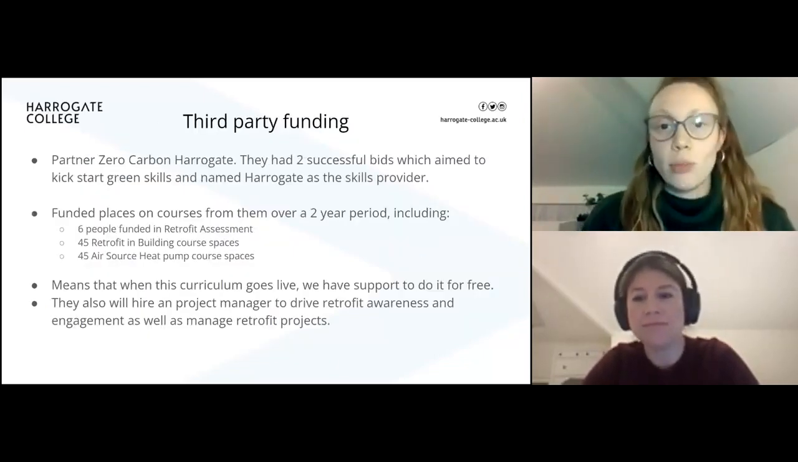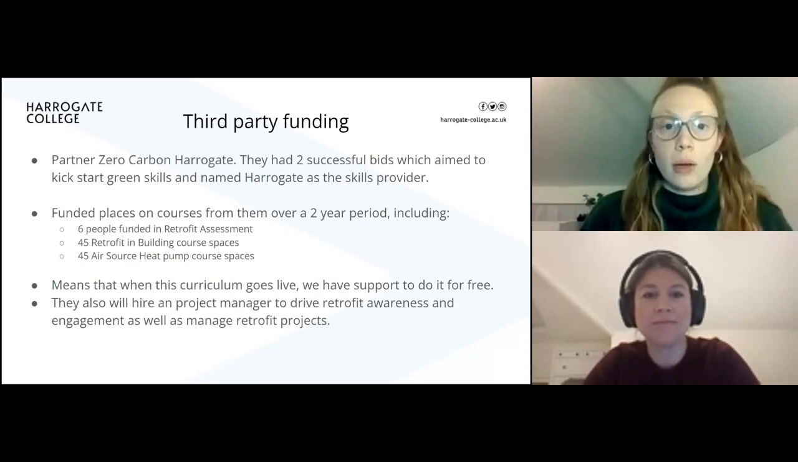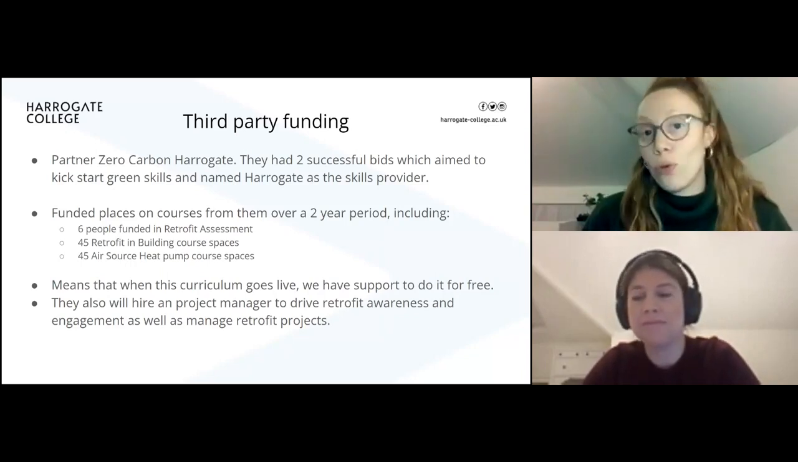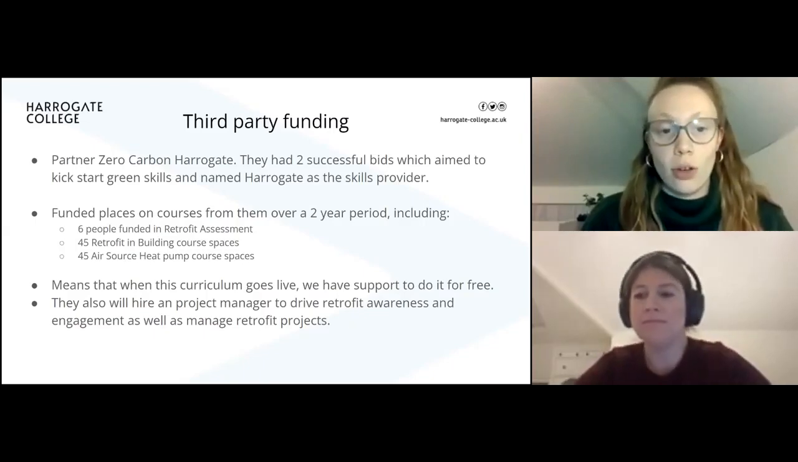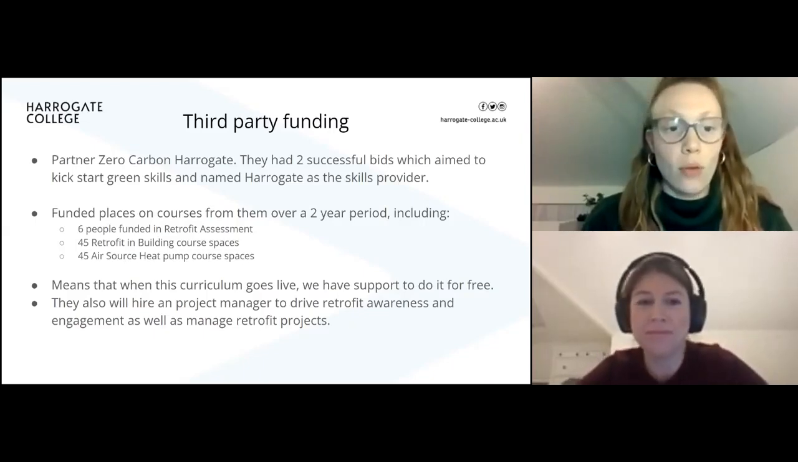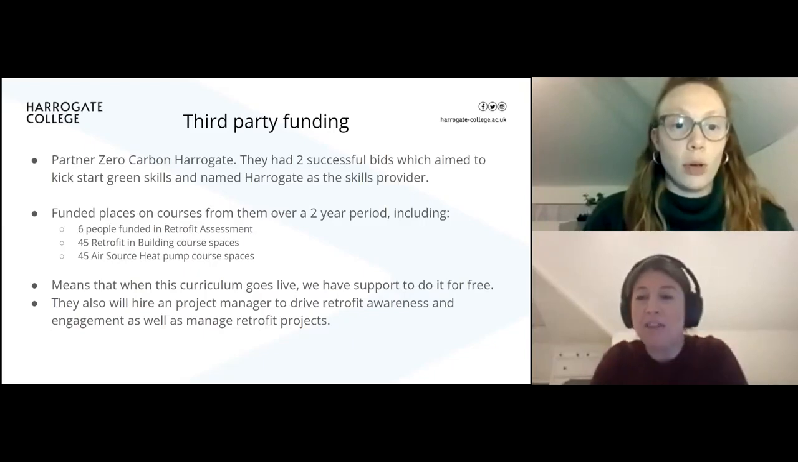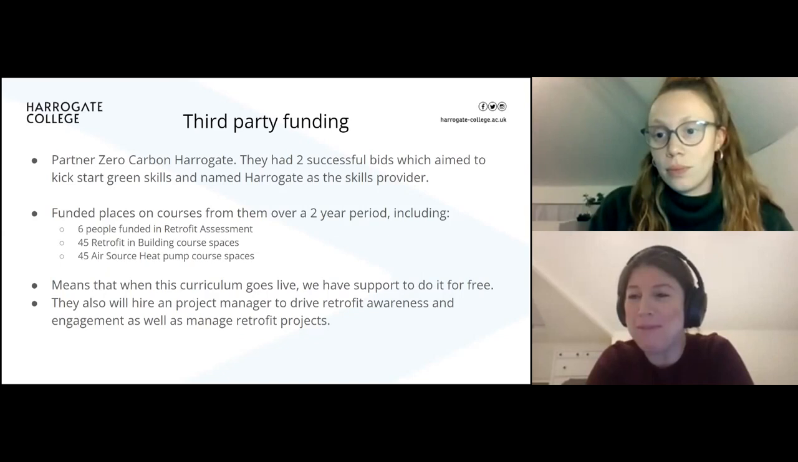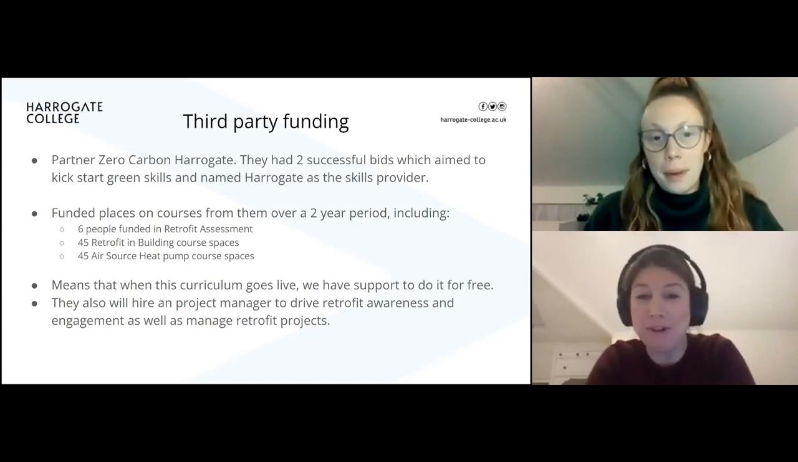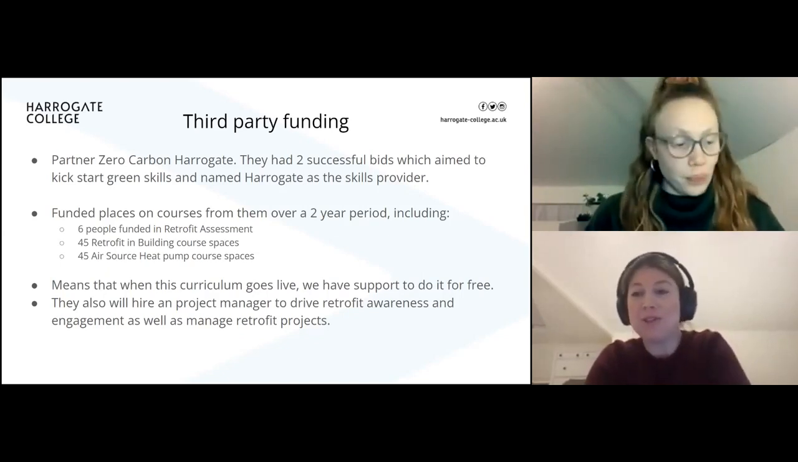The second thing I'm going to bring Fiona in for, because we were really successful through another bid to start even more retrofit courses at Harrogate College. Fiona, do you want to give a quick overview? Yeah, I think a lot of people may have heard us speak before the summer holiday about this project. So I'll just do a very quick recap.